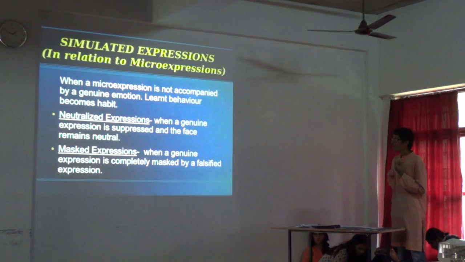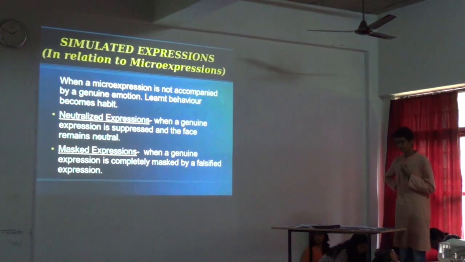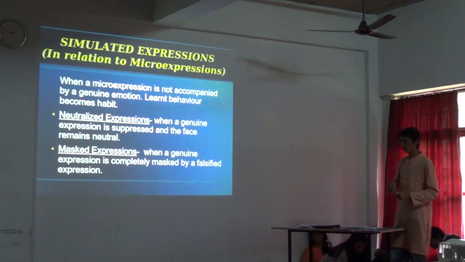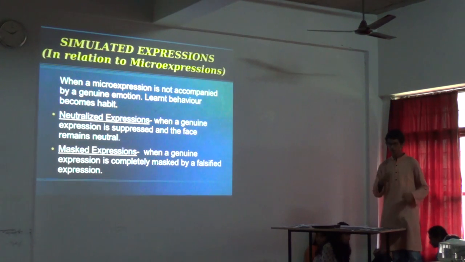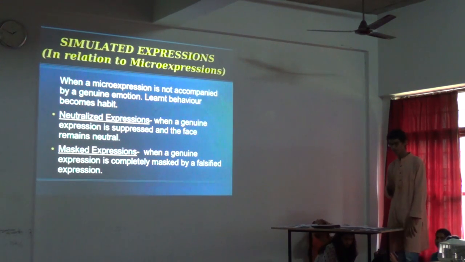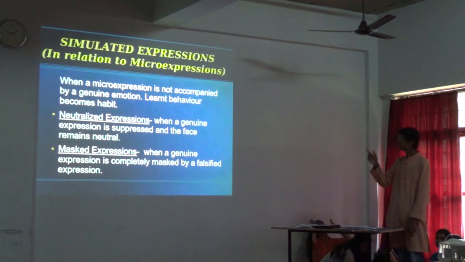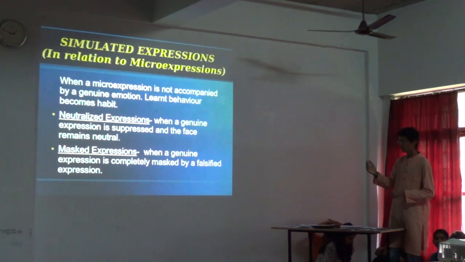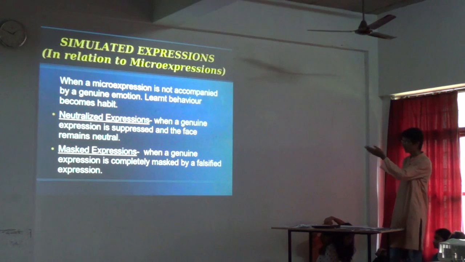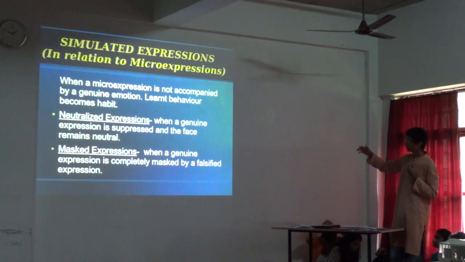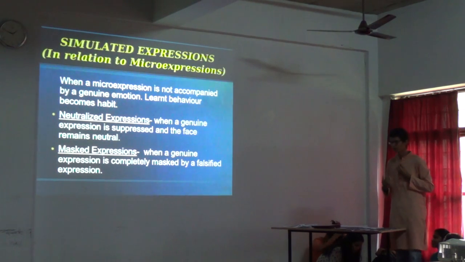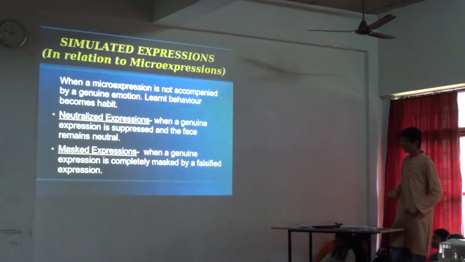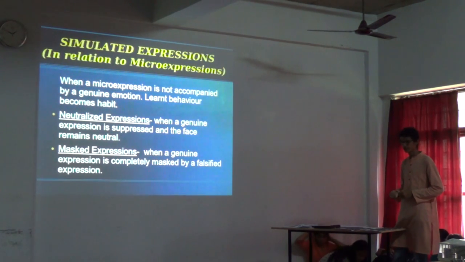Okay, so a microexpression in most cases is followed by a simulated expression. So it is followed by a fake reaction. So for example, if I'm sad and I don't want everyone to know that I'm sad, so I try to suppress my emotion or I try to behave happy. So my genuine emotion or microexpression at that period of time will be of sadness, but my simulated expression will be of a neutral face or a poker face or of a completely opposite reaction to what I'm doing. So yeah, these are the two kinds of simulated expressions. One is neutralized expressions, like I said, when you make a poker face. Another is mask expressions, when your expression is the exact opposite of your microexpression.